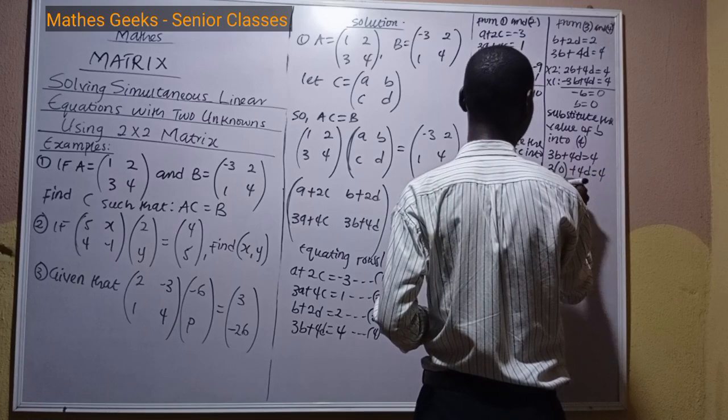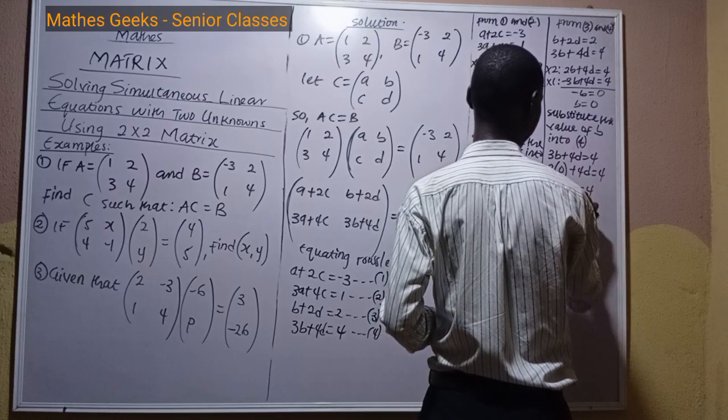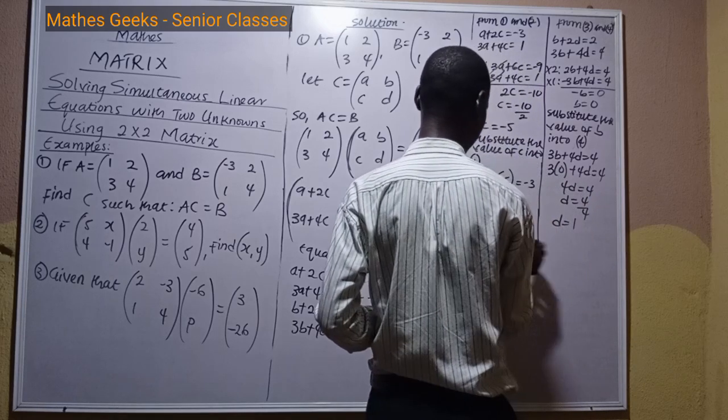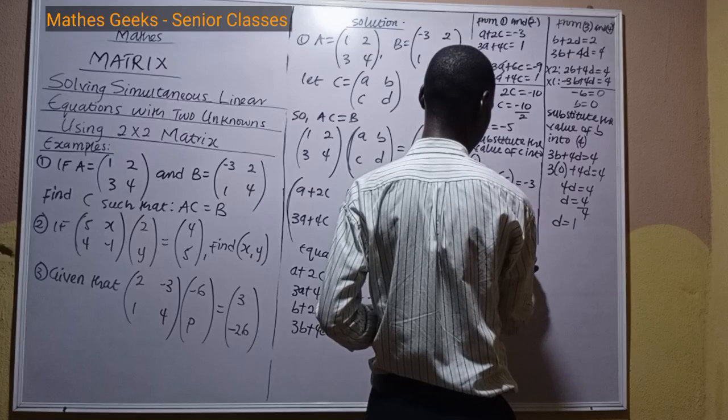3 times 0 plus 4D is equal to 4. 3 times 0 is 0. So 4D is equal to 4. D is equal to 4 over 4. D is equal to 1. Therefore, A is equal to 7.